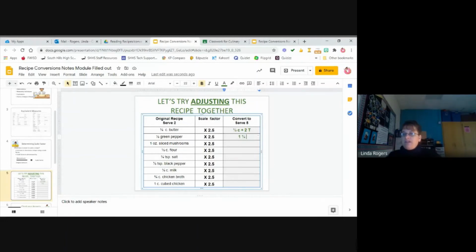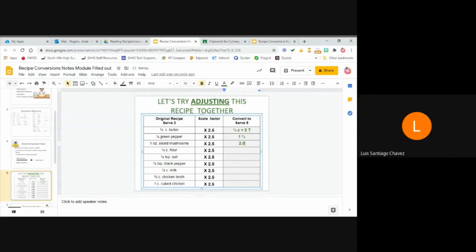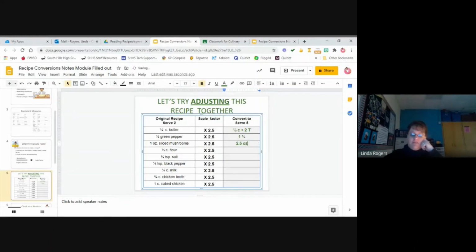When you have a decimal like 2.5, on most of these it's easier to double the amount and then halve the amount to get your converted stuff, just because the decimals are not going to work out easily on most of them. All right, so this next one's easy. You have 1 ounce of sliced mushrooms. You're going to multiply it by 2.5. How much mushrooms are you going to have? 2.5 ounces. Good.